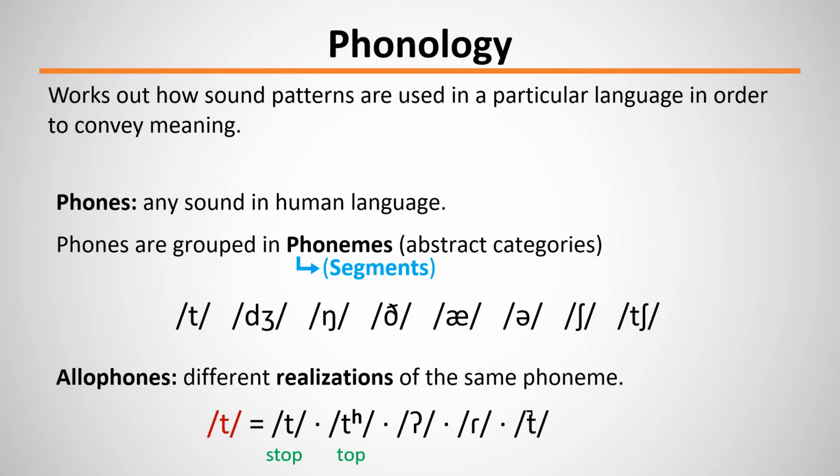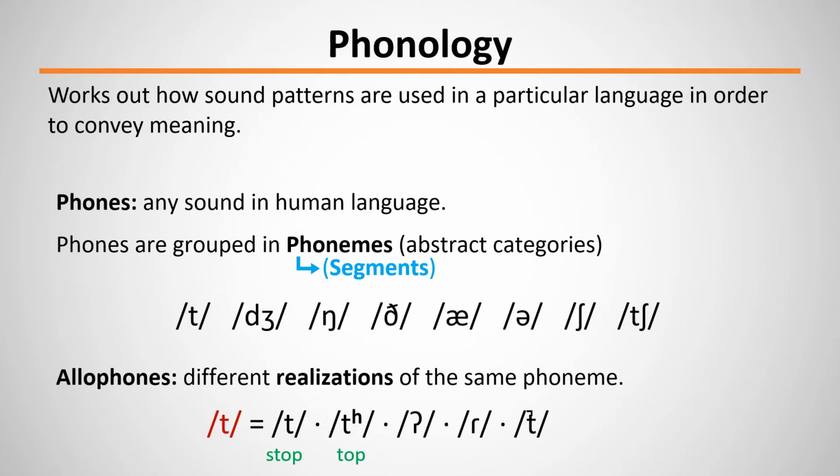With the word stop, we find the unaspirated T, whereas with the word top, we have the aspirated T with the puff of air that you produce when you pronounce the word. You can feel the difference if you put your palm in front of your mouth when you pronounce those two words. When you say stop, you don't feel as much puff of air as when you say top. That puff of air is represented by the superscript H next to the T.